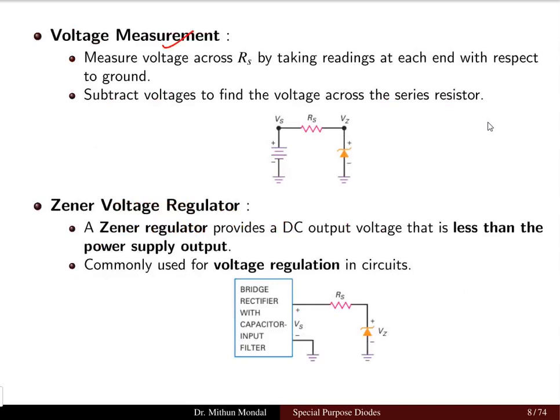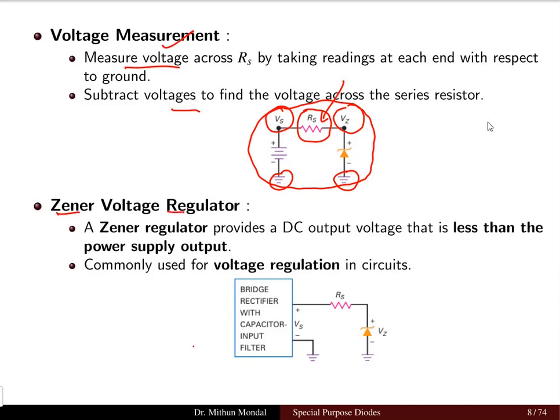If you want to measure the voltage with a source, resistance and the Zener diode, then we basically measure the voltage across the Rs with respect to the ground. So we get the voltage Vs and Vz, and if we subtract these voltages, we will find out the voltage across the resistance. In order to use the Zener diode as a voltage regulator, now this is a practical circuit where the source voltage Vs is coming from the bridge rectifier that we have discussed in detail in the previous lecture, and you are also using a capacitor input filter, which we have also covered, and you get a voltage Vs, which is the output of the source.